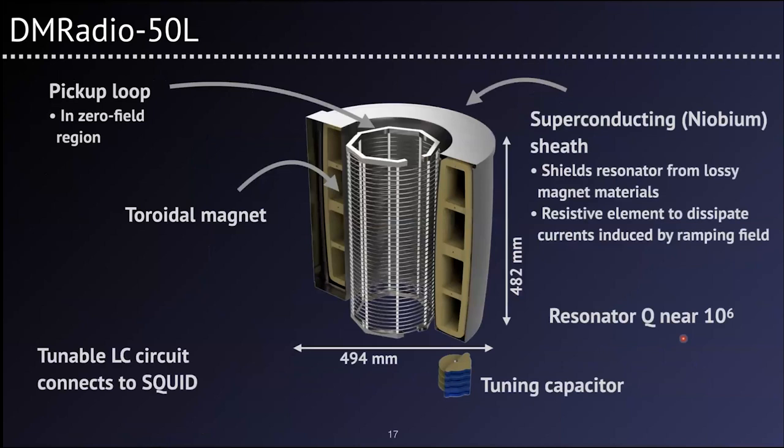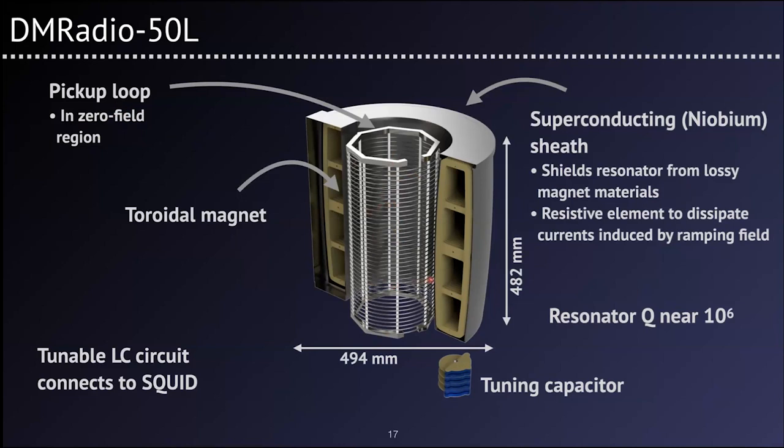And so to give you sort of a 3D CAD rendering of the experiment, I've shown this slide here. You can see the superconducting niobium sheath. This shields the resonator from lossy magnet materials, and it is intended to have a resistive element to dissipate currents induced by ramping the field. That design is currently underway. We also have this pickup loop in the zero field region here. This is intended to be separated out from the region where there's magnetic field.